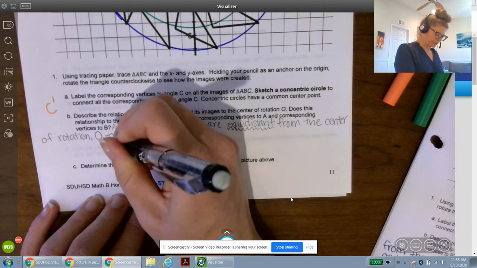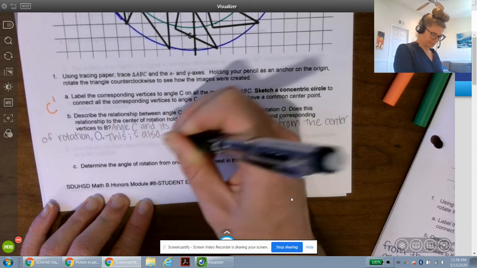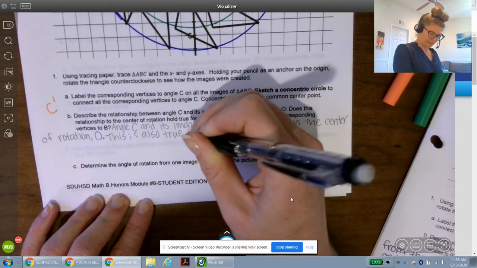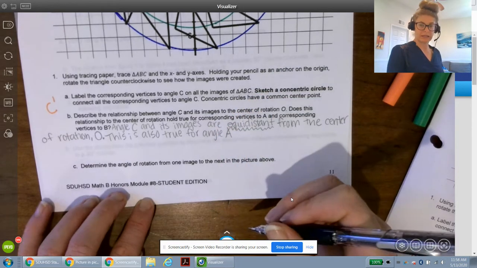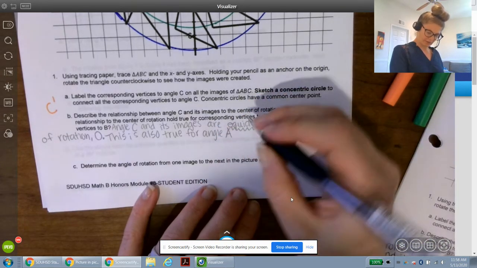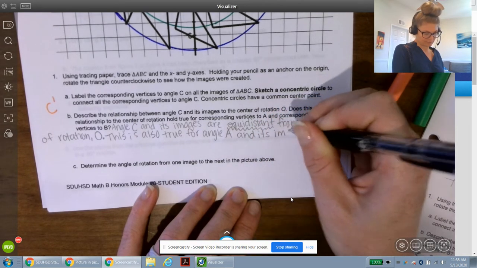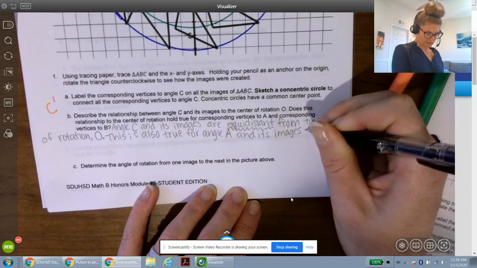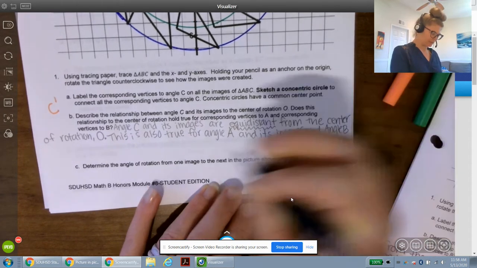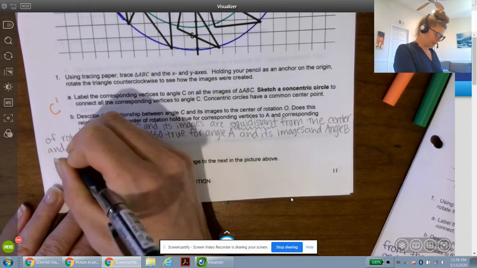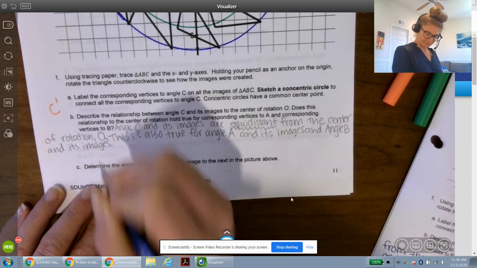This is also true for angle A. Remember, we always capitalize angles and its images. And angle B and its images.